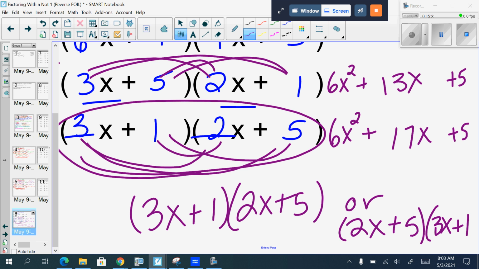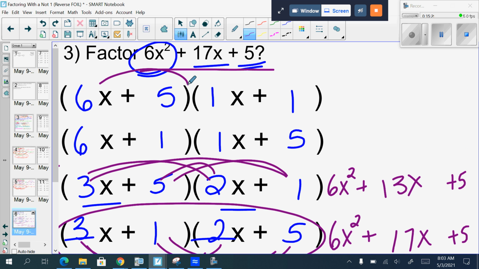How many of you figured out the correct factorization for this one? Good. Maybe you sat here and foiled these ones out too before you got to the right answer. That's fine. Just keep in mind, once you find the right answer, you can stop, okay? If you haven't found the right answer yet, you have to keep trying different combinations until you do.